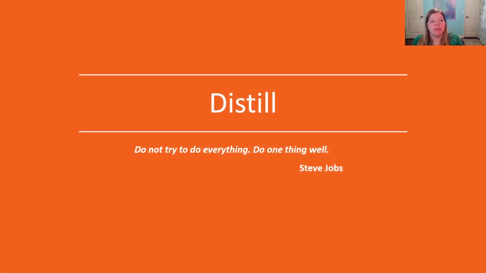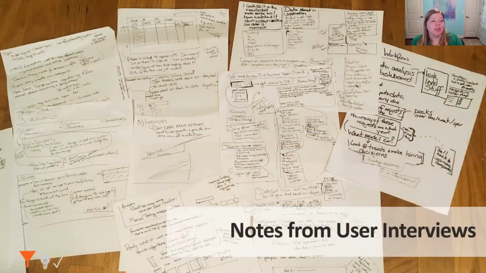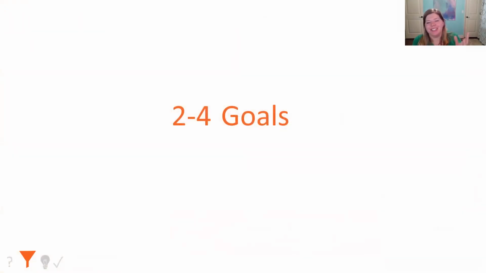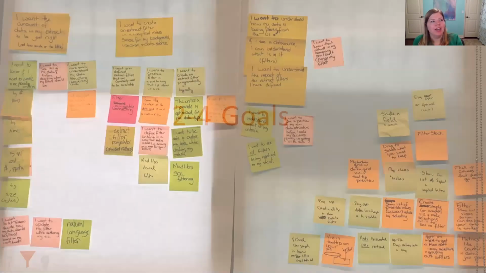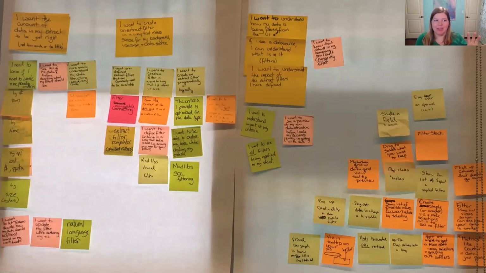So distilling, by Steve Jobs, do not try to do everything, do one thing well. So she went around, she was going to build a dashboard, right? So she interviewed all the users that were going to use this dashboard and wrote down all of her notes here. How do you distill all of that down to just 2 to 4 goals? She then puts it all on sticky notes, and this is called affinity mapping, understanding what ideas are coming up often, and then also the importance of these ideas.